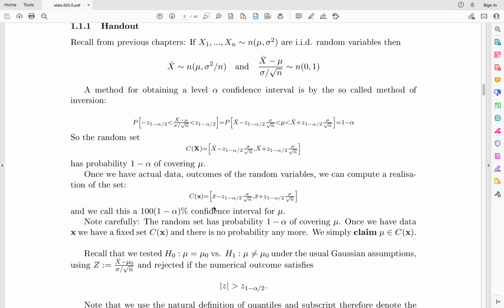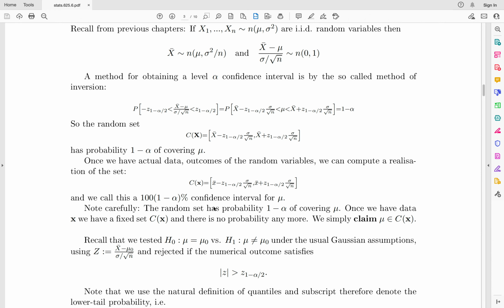Now, you've got to be very careful with the interpretation here. There is no probability anymore regarding this interval. It's just a couple of numbers. So we simply claim that mu is in the confidence set. And the reason we claim this is that we know that this process of generating data, if that holds, then these sets will, in 95% of all cases, contain the correct value, if the assumptions hold.